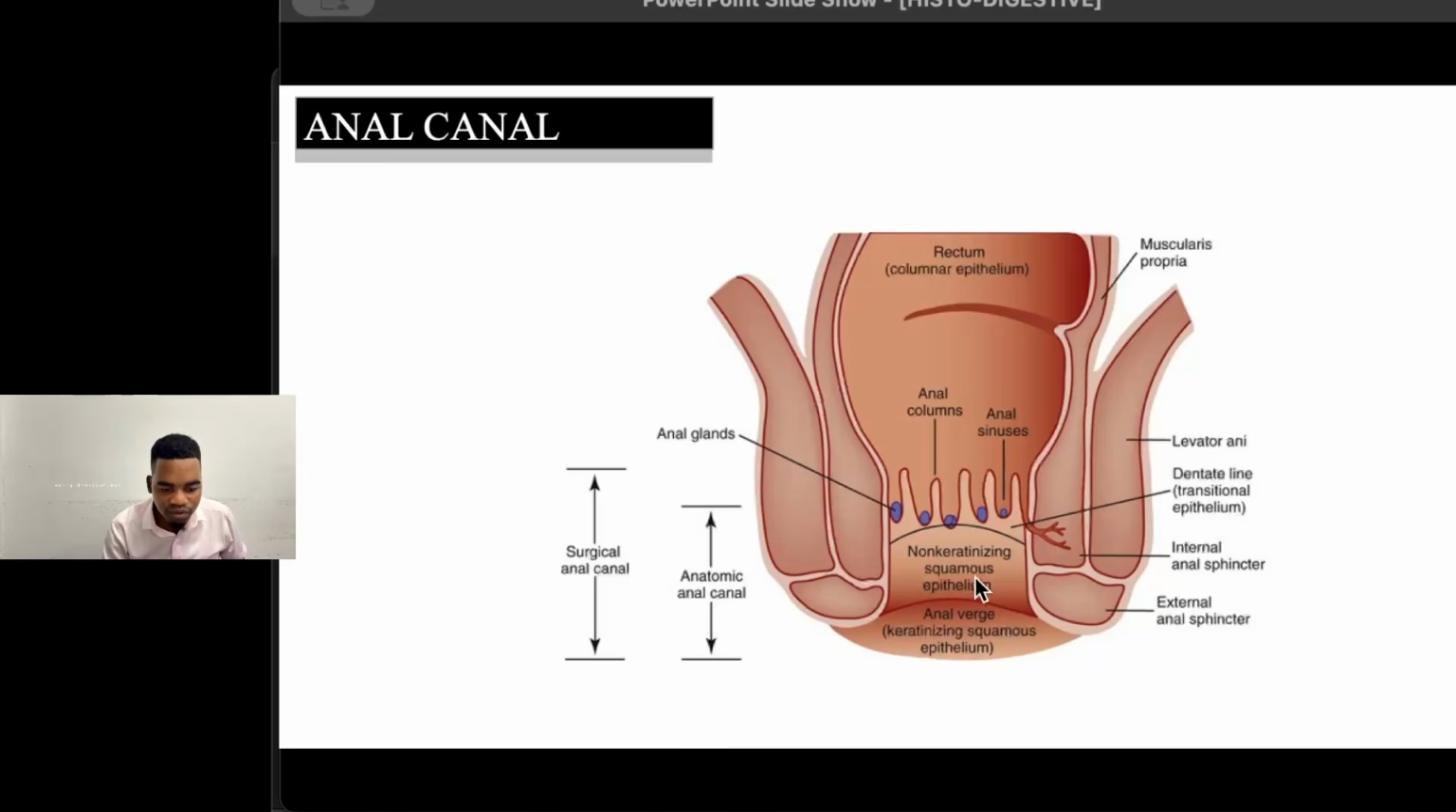But on the upper part of the anus, we have non-keratinized squamous epithelium. So we have two epithelia here. The upper part is non-keratinized, the lower part is keratinized, the same as the skin. As you are moving away from the anal canal going to the rectum, you have columnar epithelium, which is also transition.